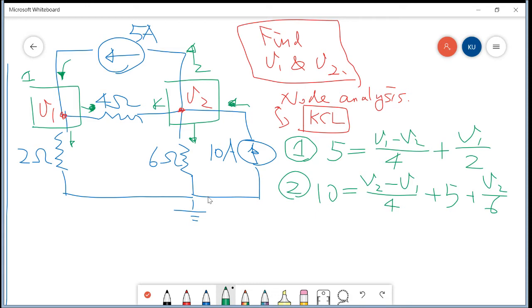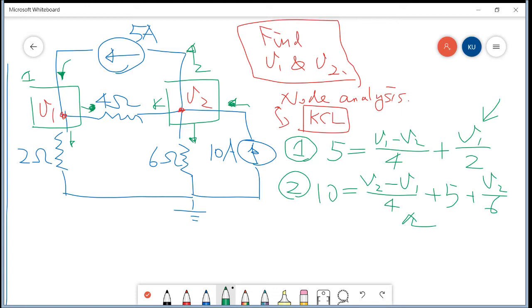So we have two equations, and two unknowns. V1 and V2 are the unknowns, and we have two equations. So of course we can solve it. You should have learned how to solve this kind of equation in high school.